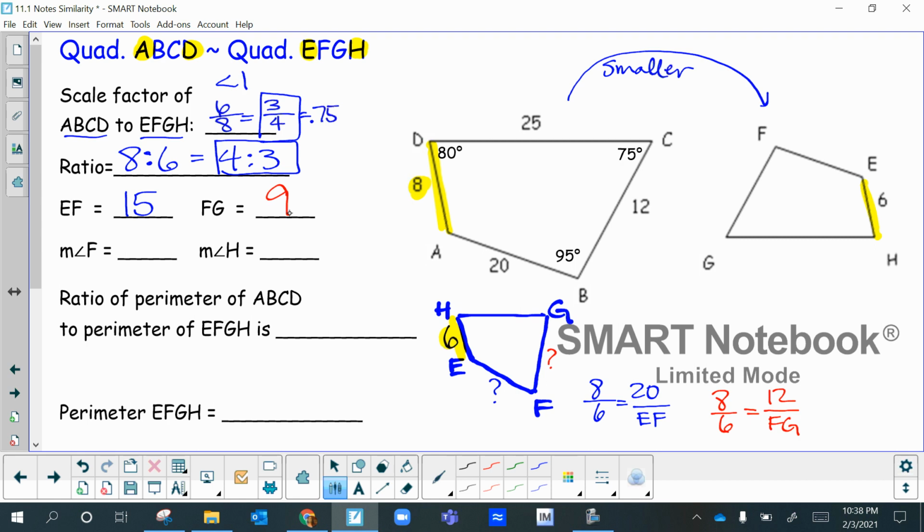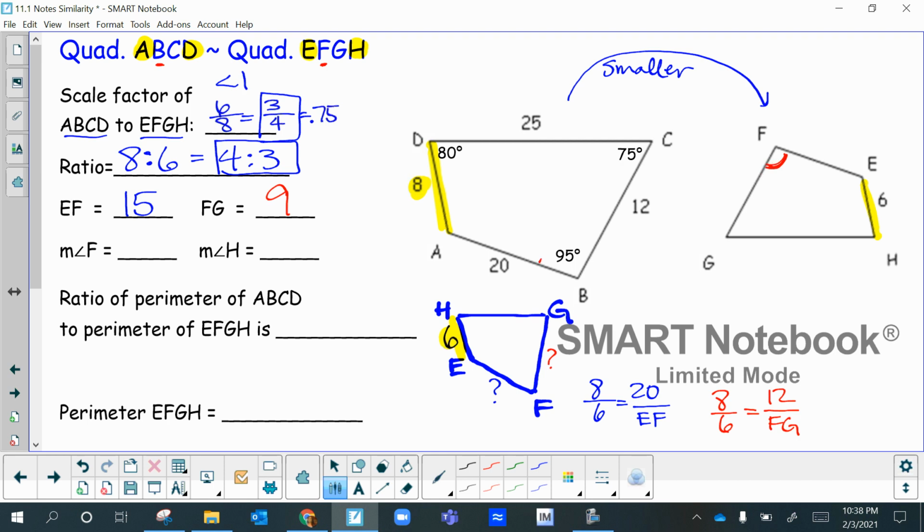Angle F. Okay, angle F. So here's angle F. You have to ask yourself, what does angle F correspond to? Well, F is the second letter, so that corresponds to B. See how I'm using the way they wrote it out? This is very similar to what we did last semester about writing congruent polygons. They all correspond in the same order. So F is the same as B.